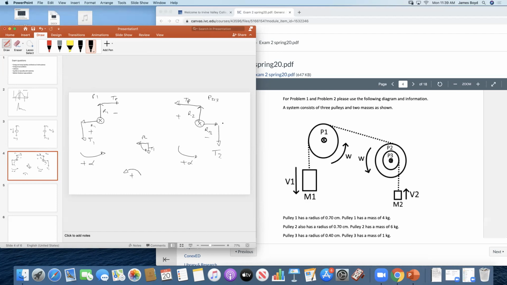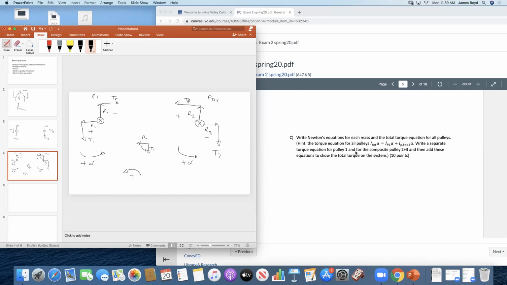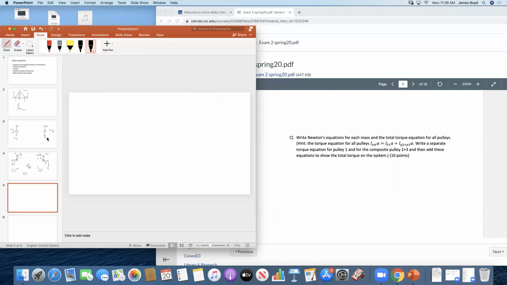The reason for that is that when we get to the next question, writing Newton's equations, we need to be able to just use our diagram to write down the equations. There's one small wrinkle here, and that's that, well, let's do these two first. And I'm going to write them right here just so that we can see them.